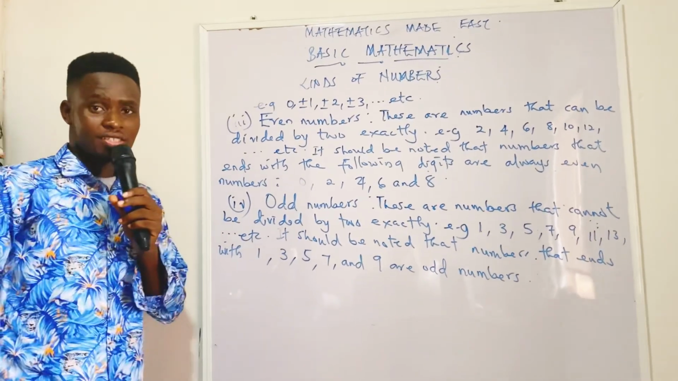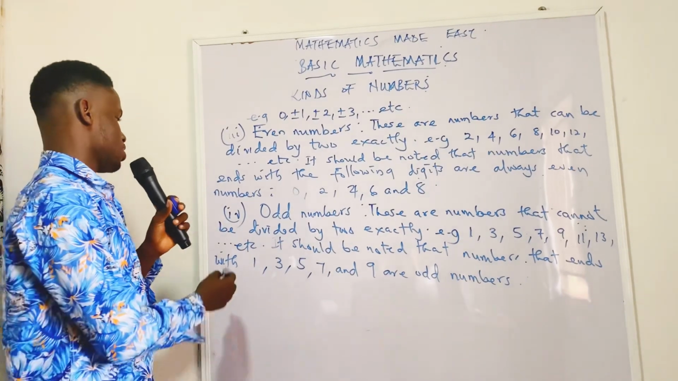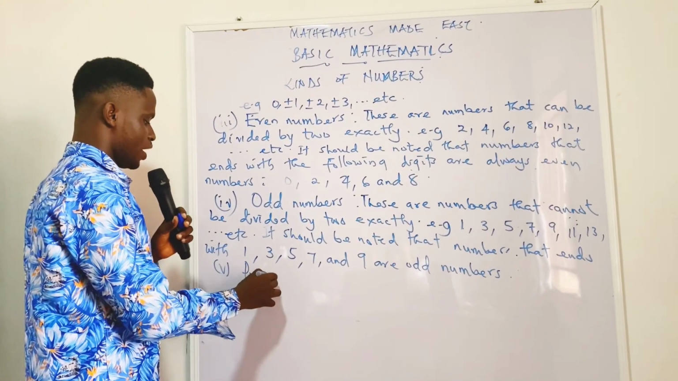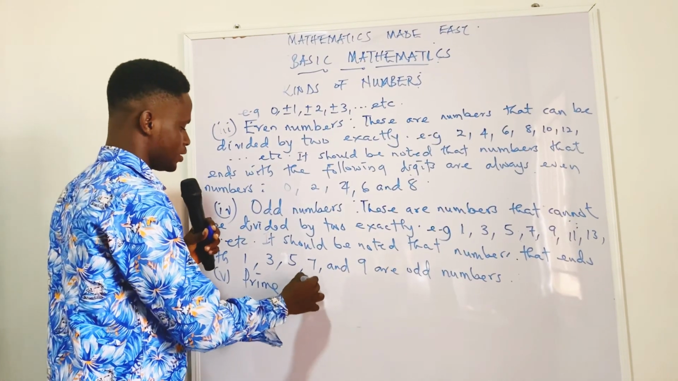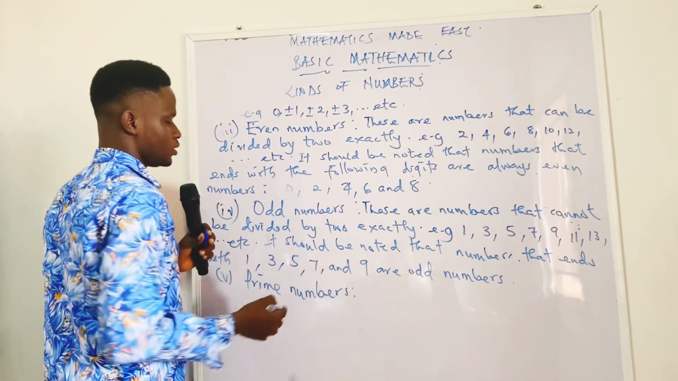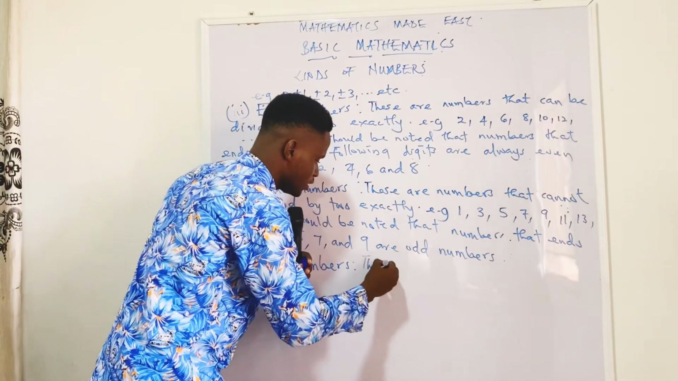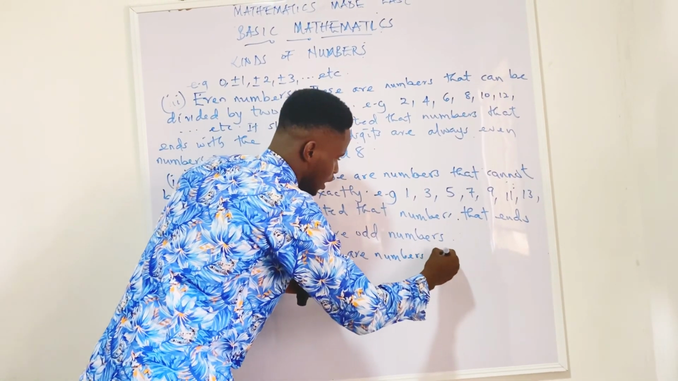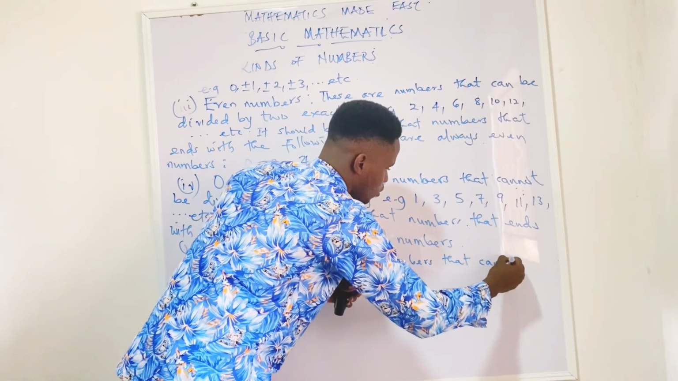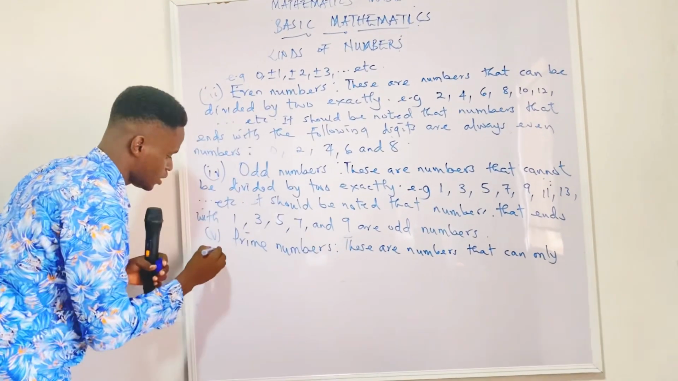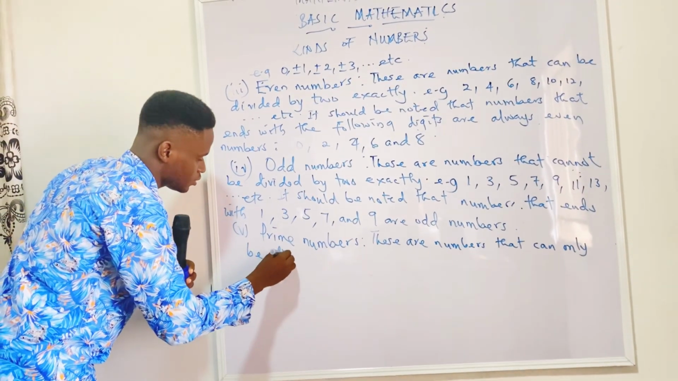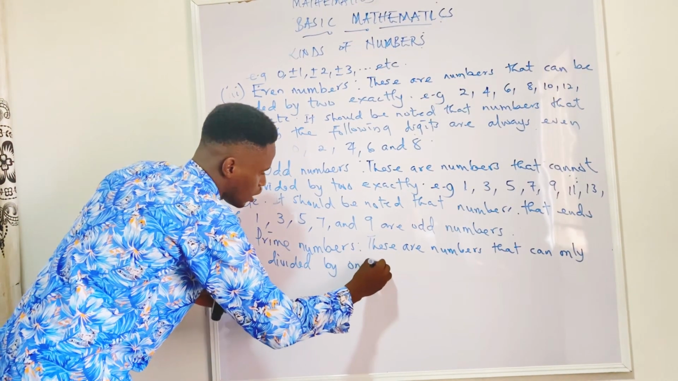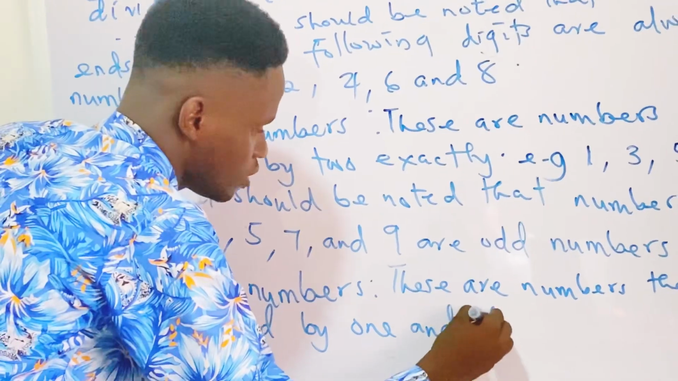So let's move to the next number, which is the prime numbers. Now, what are prime numbers? These are numbers that can only be divided by 1 and itself.